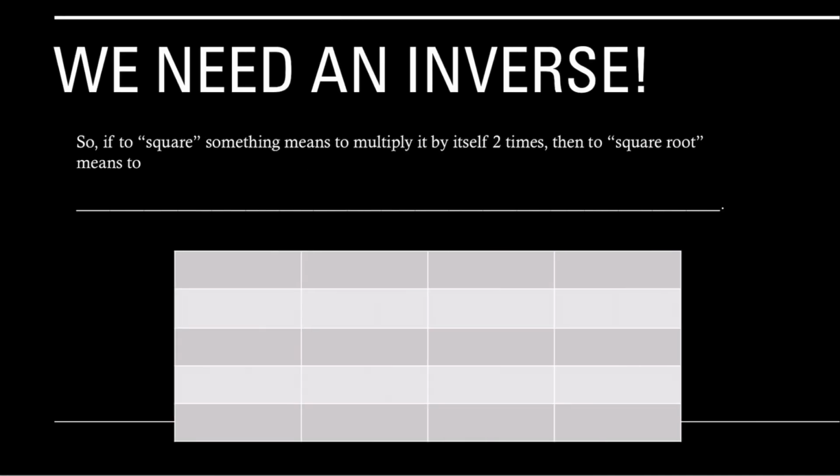So we need an inverse to that. Since we were able to square something, we need to be able to undo it. If to square something means to multiply it by itself, then to square root means to find what would have multiplied by itself to get the number. Which sounds really weird when I say it out loud.